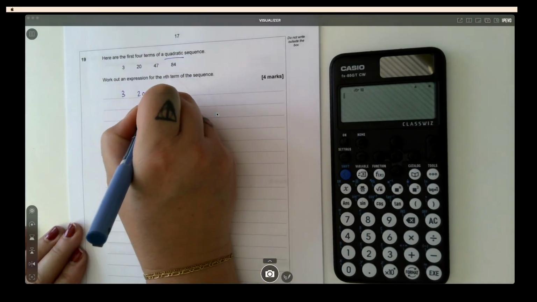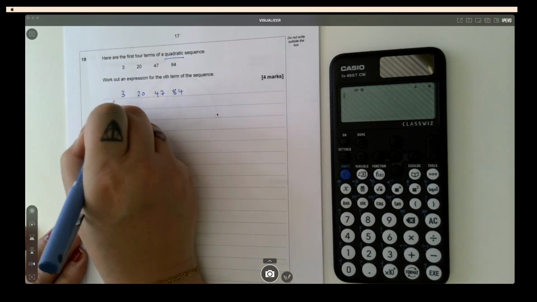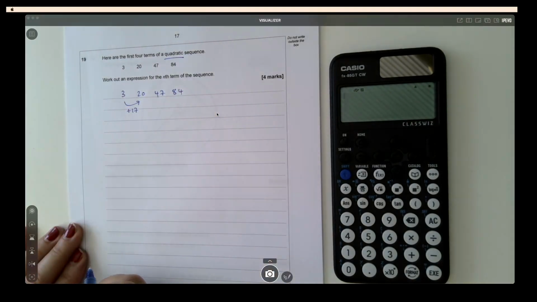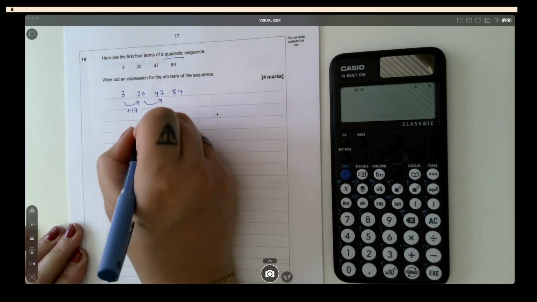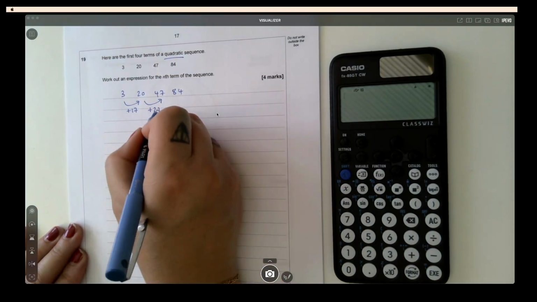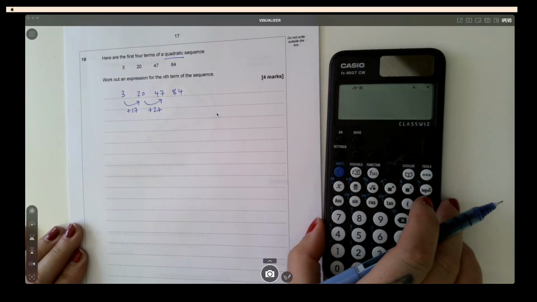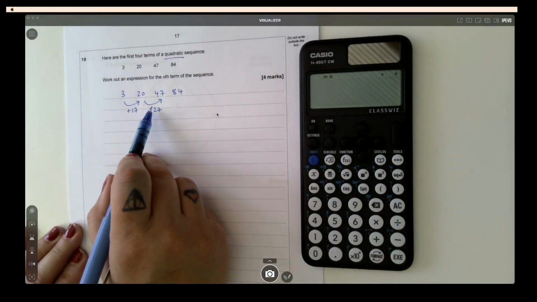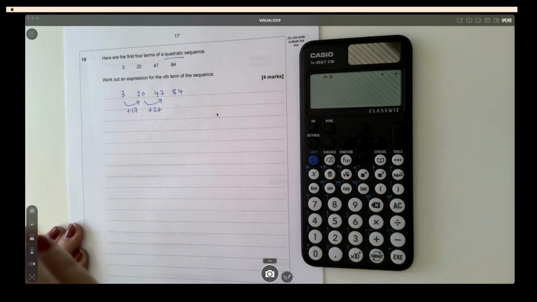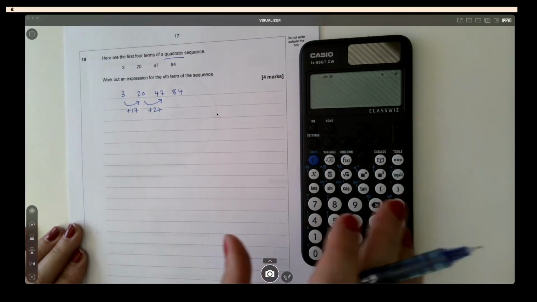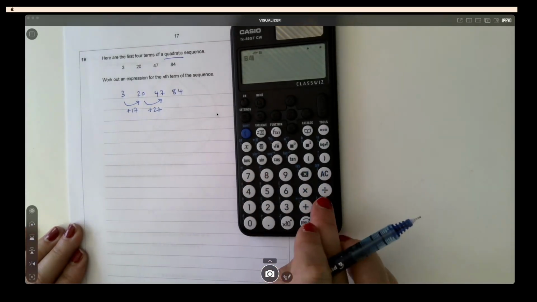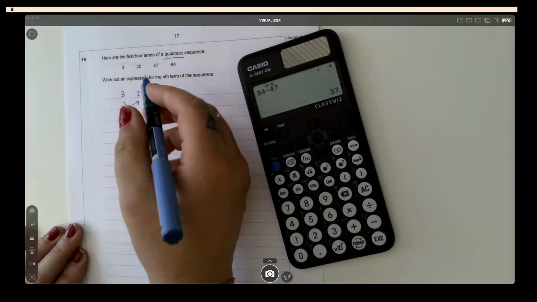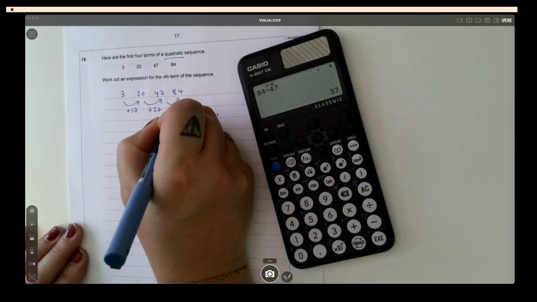So, first of all, let's find the difference between the terms. To get from 3 to 20, we add 17. 20 to 47, we add 27. And then that's gone up by 10. Now it's a quadratic sequence, so I'm expecting the differences to have the same difference between them, if that makes sense. So 84 subtract 47, I'm expecting 37. Yeah, that's right. So add 37.